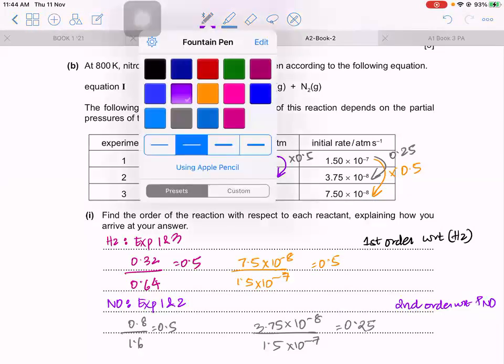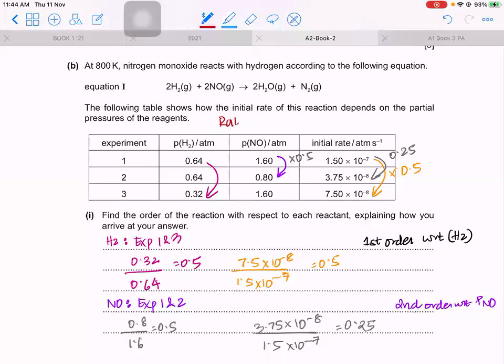If they ask you to write the rate equation, what would that be? Rate is equal to k, partial pressure of NO squared, partial pressure of hydrogen. Clear? You won't write concentration. Why? Because partial pressures are given. Clear? And then your k would be in atm. Something in atm, right? Not mole per dm cubed. They've given you rate as atm per second. So then it would be in atm per something. All right.